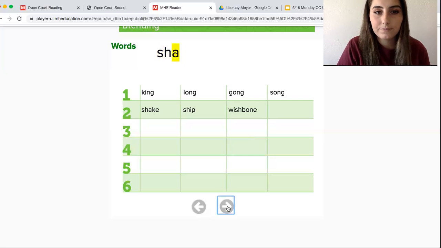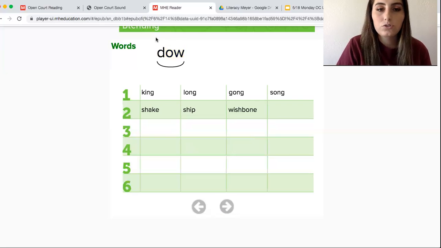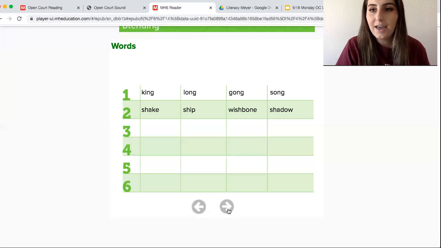Sh, a. Blend, sha, d, o, do. Let's say all the sounds. Sh, a, d, o. Blend, shadow. What's the word? Shadow. Like when you block the light, it casts a shadow. All right, that's it for our SH digraph.